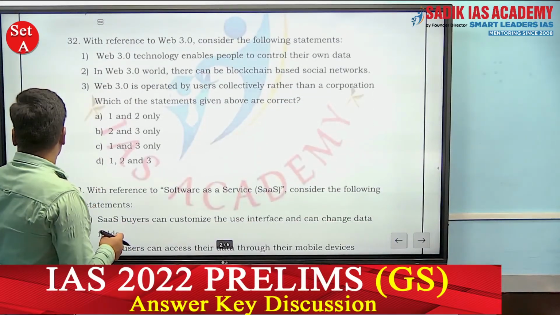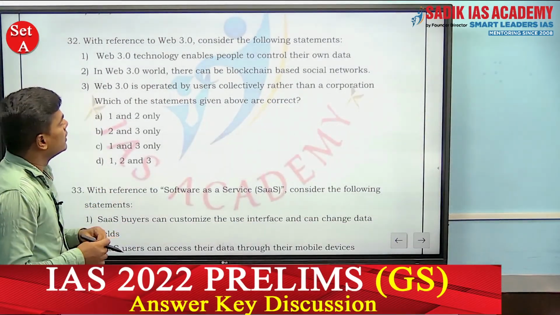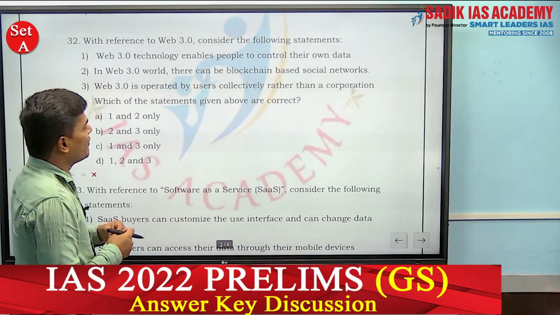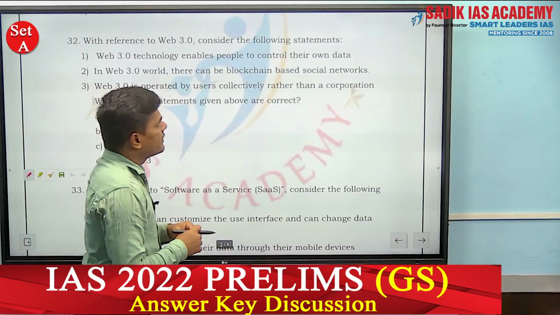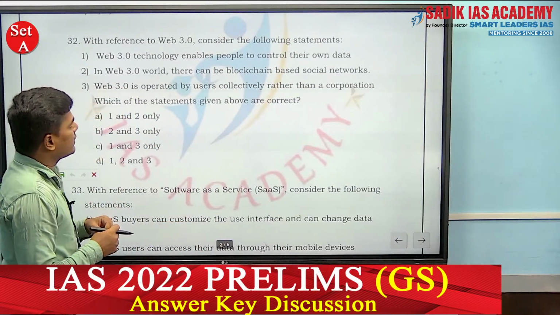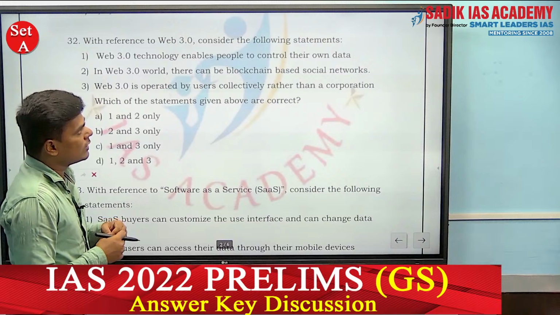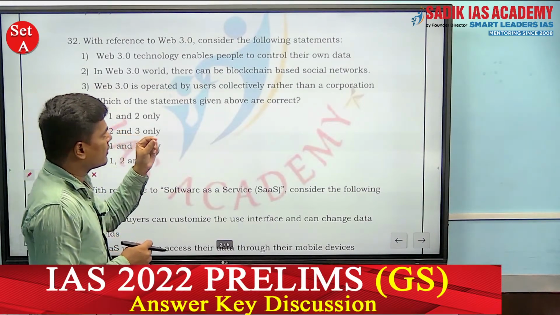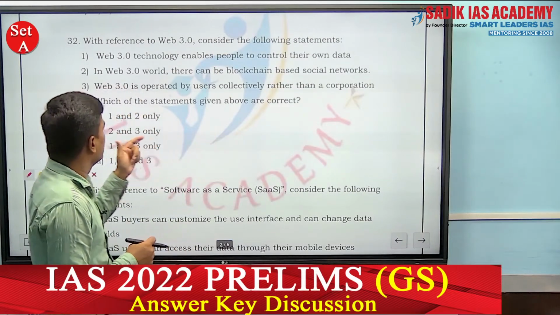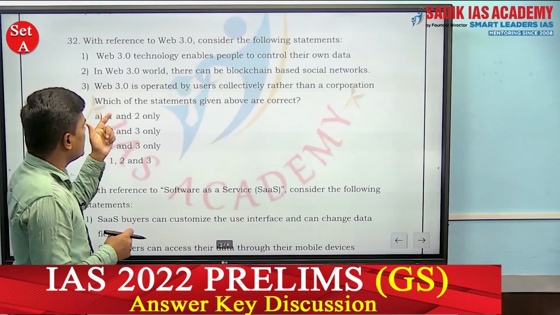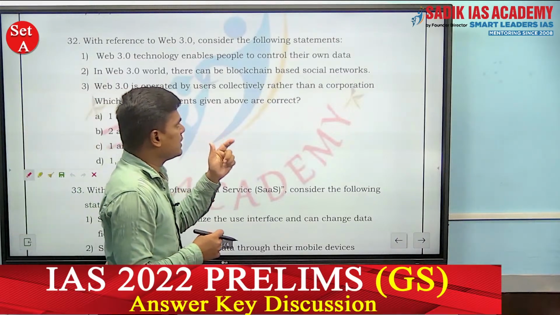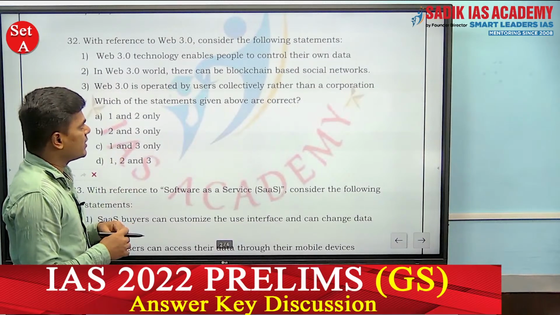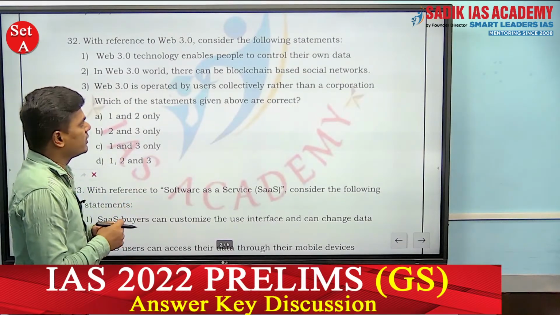The next question, question number 32. With reference to Web 3.0 or Web 3, consider the following statements. Web 3 technology enables people to control their own data. In the Web 3 world, there can be blockchain based social networks. The third statement says Web 3 is operated by users collectively rather than a corporation. So which of the statements given above are correct? That is the question. So what is this Web 3?